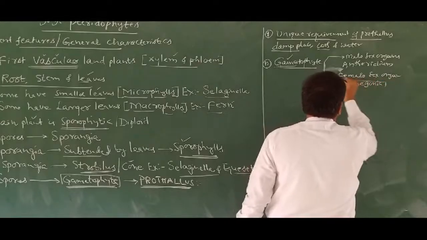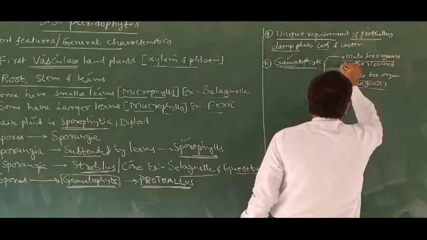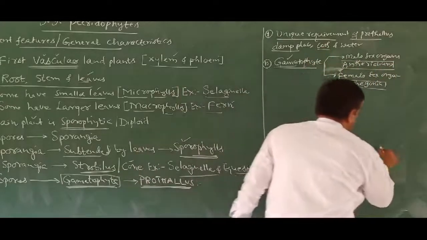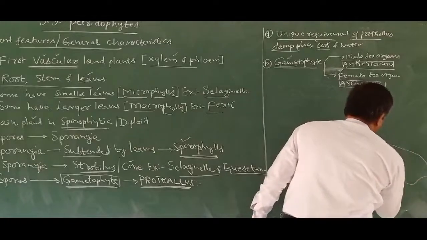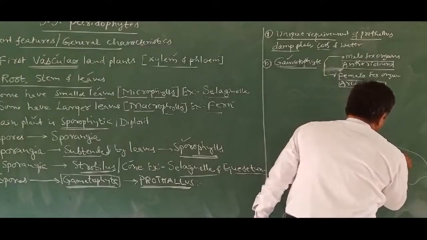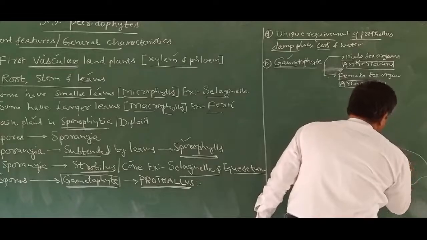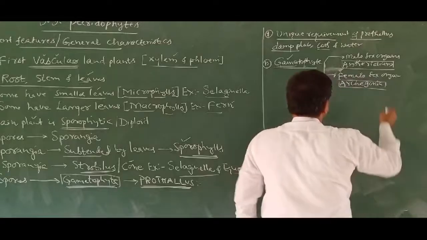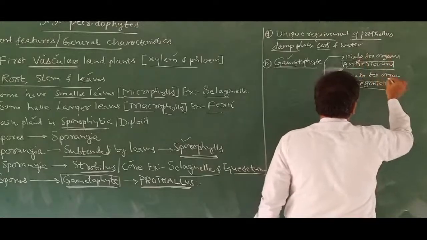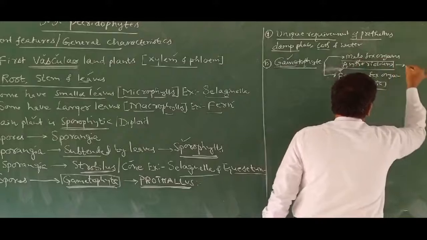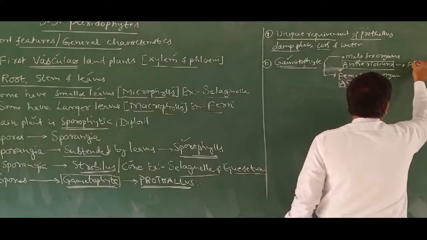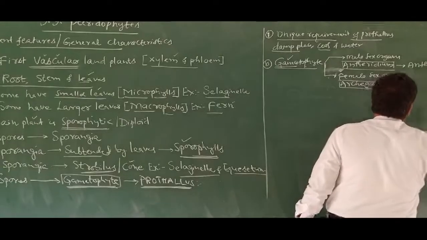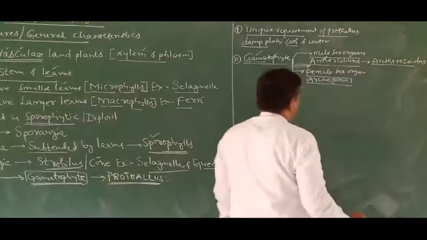So these are the male sex organs and female sex organs which are present on this gametophyte. If you take a gametophyte, this gametophyte will have male sex organs and also female sex organs. Both are present here on the gametophyte. This antheridium, or male sex organ, produces male gametes called antherozoids. So these antherozoids are the male gametes.